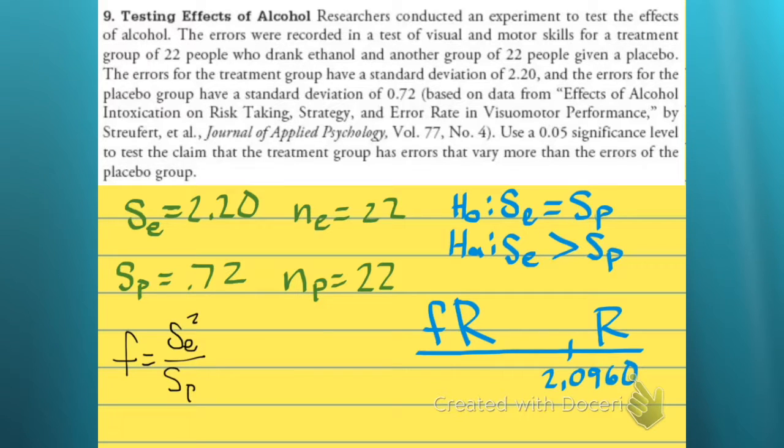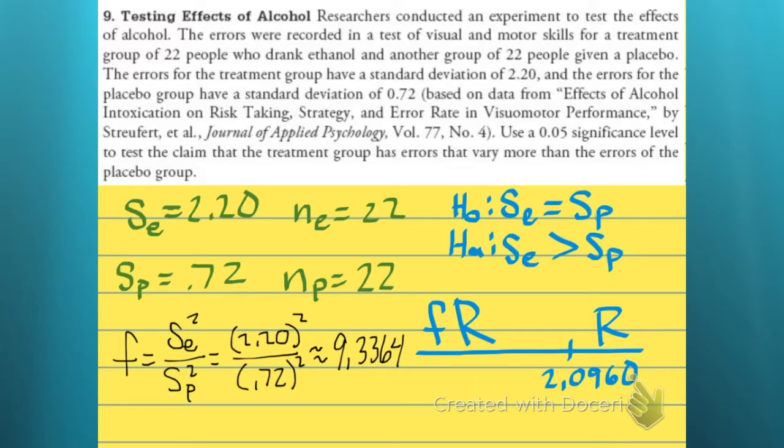So now we need to get our test stat. That's the sample variance of the ethanol divided by the sample variance of the placebo. We put our numbers in. We don't forget to square them. And that's about 9.3364. Where does that land? That lands to the right of our critical value. That lands us in our rejection region.